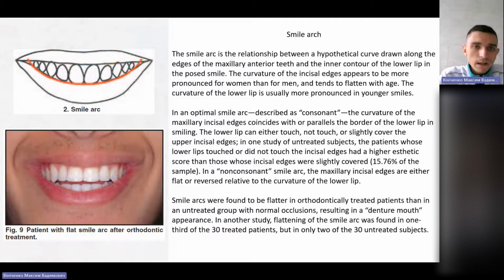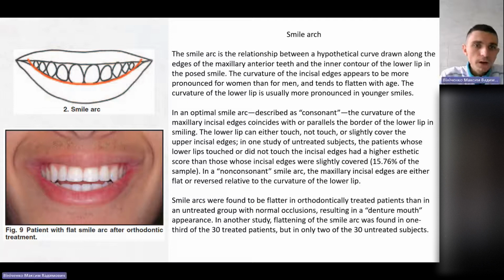The lower lip can either touch, not touch, or slightly cover the upper incisal edge. In one study of untreated subjects, the patients whose lower lips touched or did not touch the incisal edge had a higher aesthetic score than those patients whose incisal edge was slightly covered. In a non-consonant smile arch, the maxillary incisal edges are either flat or reverse relative to the curvature of the lower lip.